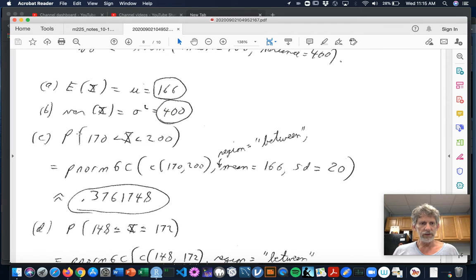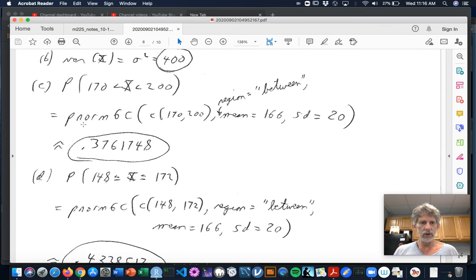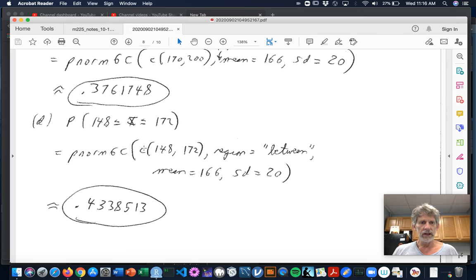But, if you wanted to find this probability here, you could learn how to use the tables, but that's the slow and antiquated way, and they just have it around in case people don't have computers. They're really assuming that if people have a way to do it on computers, then they'll go ahead and use computers because it's easier. So you could do pnorm, c of the bounds 170 to 200, say region is between, mean is 166, standard deviation is square root of variance, and R will pop this out for you right away. Same for the other part.